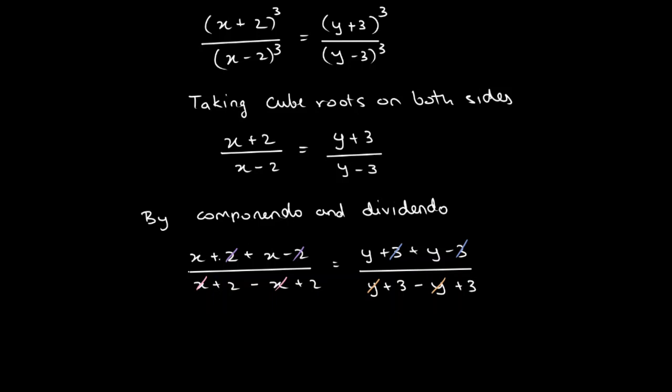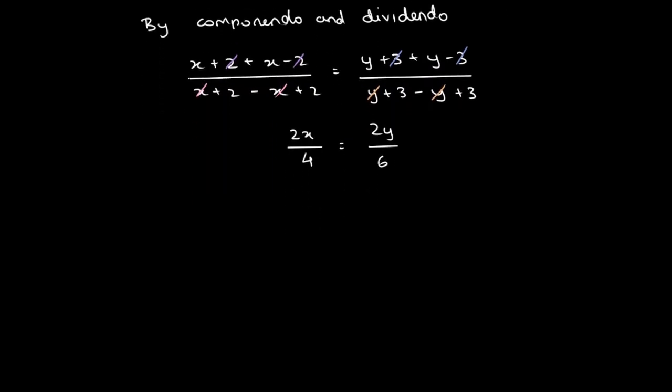Right, so what does this simplify to? x plus x is 2x divided by 2 plus 2 is 4, that is equal to y plus y is 2y, and 3 plus 3 is 6. Okay, so we're finally about to get our answer now. Cancelling the common factors of 2 on each side, we are finally left with x upon 2 is equal to y upon 3. Therefore, that means x upon y is equal to 2 upon 3.